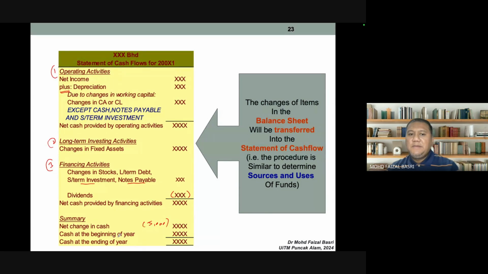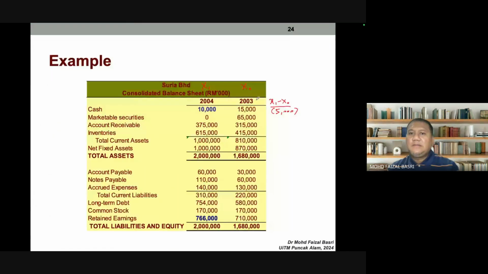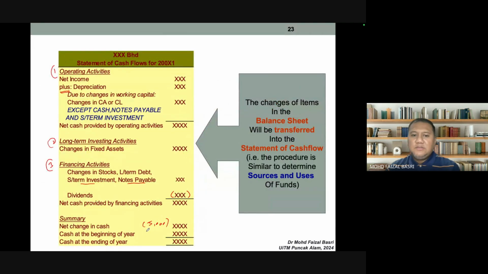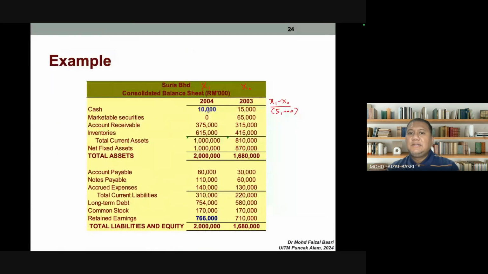Okay, cash at the beginning of the year. So cash pada awal tahun adalah 2003, which is 15,000. So this would be our 15,000. Cash beginning adalah cash awal lah, the earlier, X0. And then bila kita tolak negative 5,000 plus 15,000, we're going to get 10,000 here. So the 10,000 is here.